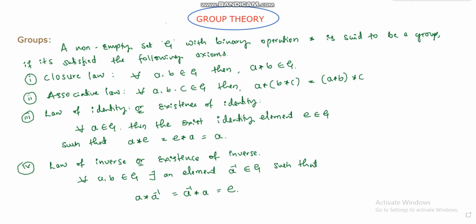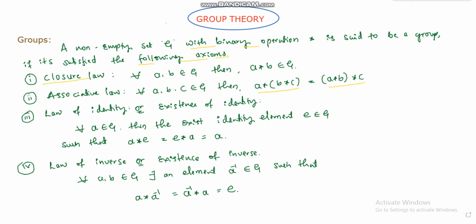Now we know the definition of groups. A non-empty set G with the binary operation star is said to be a group if it satisfies the following axioms. First, closure law: for all a, b belongs to G, a star b belongs to G. Second, associative law: for all a, b, c belongs to G, a star (b star c) is equal to (a star b) star c.